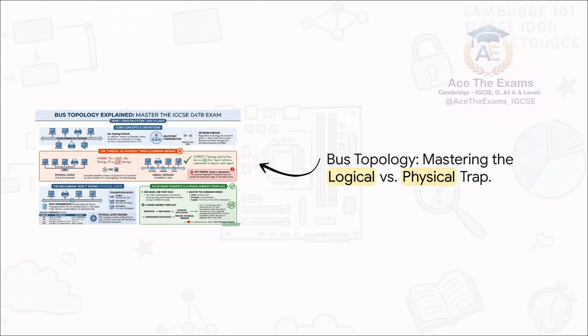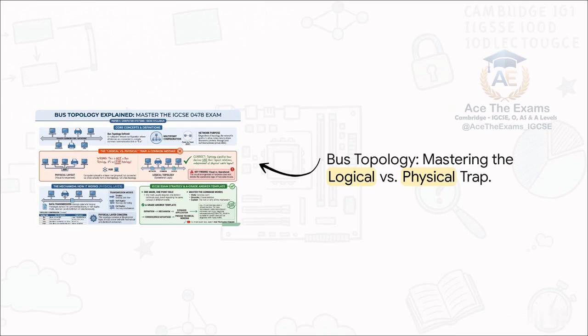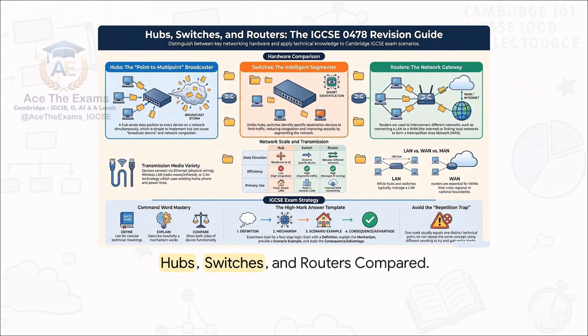Now look over at the green check mark. This shows the actual operational logic, data traveling across a shared common backbone. You see, examiners aren't testing your interior design skills here. They are looking for the logical mechanism. They want you to explain exactly how the data travels across that shared medium, totally regardless of how the cables might look lying on the floor. Let's see how this all builds when we introduce the actual hardware that connects these networks together.